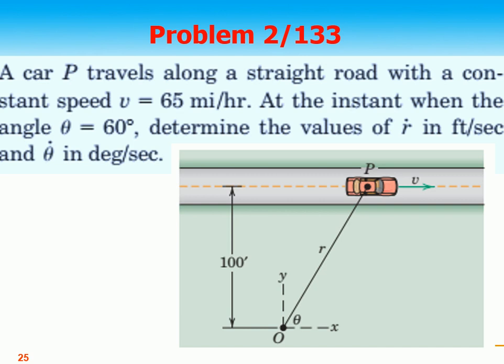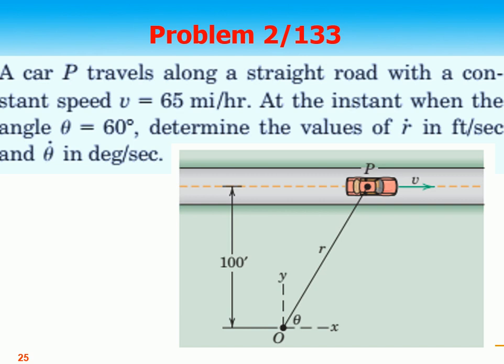A car P travels along a straight line. This car is moving along the straight line with a constant speed of 65 miles per hour. At the instant when the angle is 60 degree, determine the value of r dot in feet per second and theta dot in degree per second. This height is given as 100 feet, and this is the reference point O from where you are tracking your car. At that particular instant, the height is 100 feet, and of course the velocity of the car in this direction is 65 miles per hour, and this angle is 60 degree.